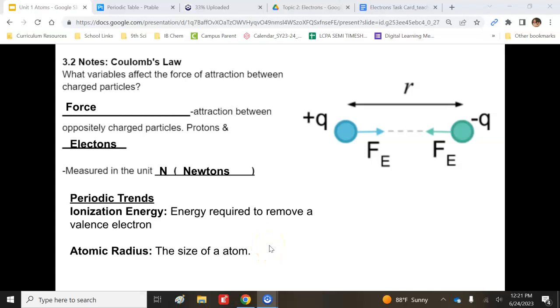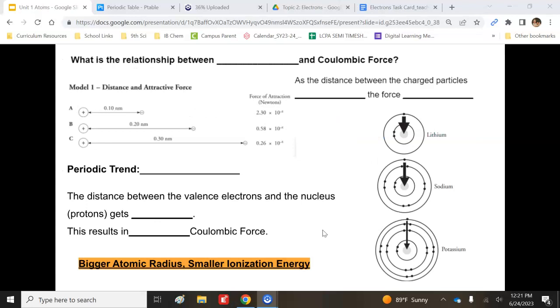Atomic radius is simply the size of the atom. So radius, similar to math, we're looking at from the center of the nucleus to the outermost electrons. So that is our radius. We're looking at distance in that case, or how big that atom is, which relates to how it bonds and forms chemicals as well. So what is the relationship between distance and Coulombic force?